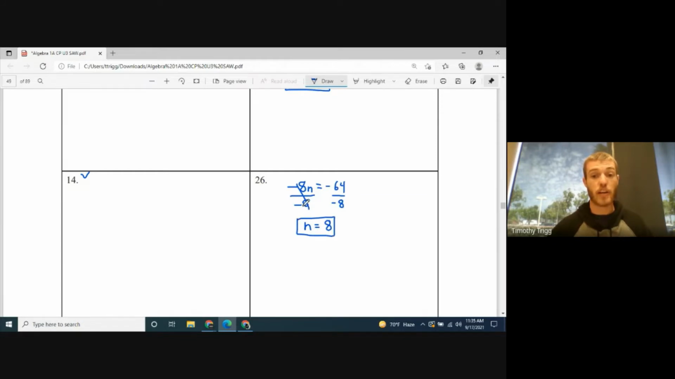And again, you could always check your answer by plugging it back into the original equation. Negative 8 times positive 8 equals negative 64. That's true. Okay.